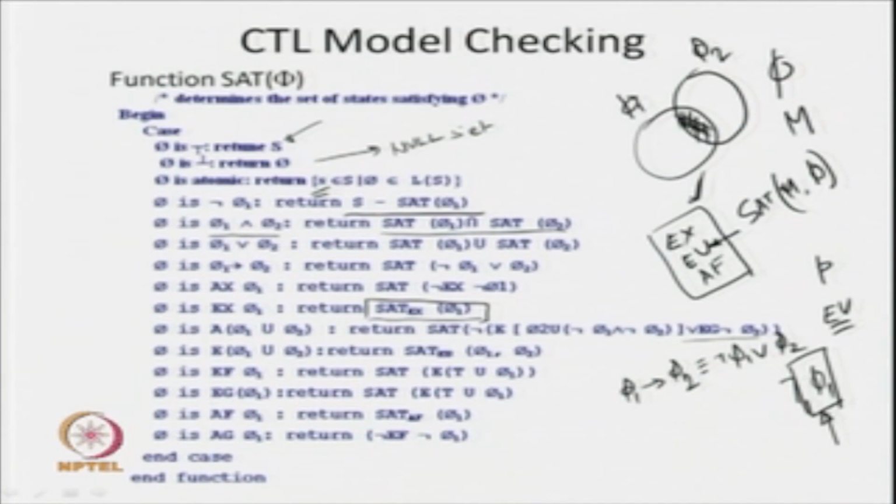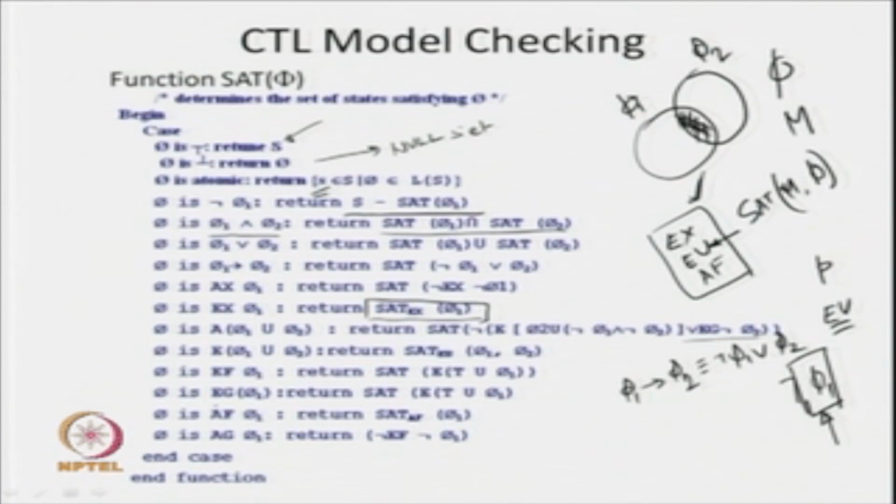Now, when the given phi is E F phi 1, we are going to look for E true until phi 1, because we know that futures can be expressed with the help of the until operator. So, if it is E F, then we need this particular E true until phi 1.